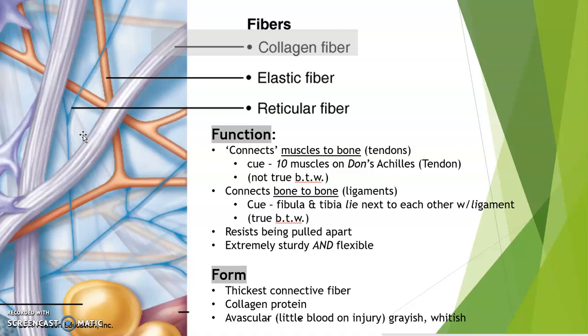These collagen fibers in connective tissue resist being pulled apart, which is great if you're connecting a muscle to a bone or a bone to a bone. They're extremely sturdy and they are flexible. Their form, which follows their function, is that they are a thick connective fiber, like a rope. And they are made, of course, of collagen protein. They are avascular. So with the wear and tear that they get, they don't bleed. And they can be seen as a result as being grayish or whitish.